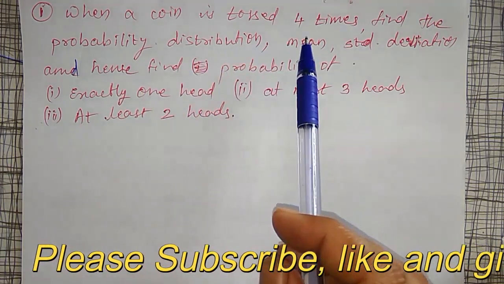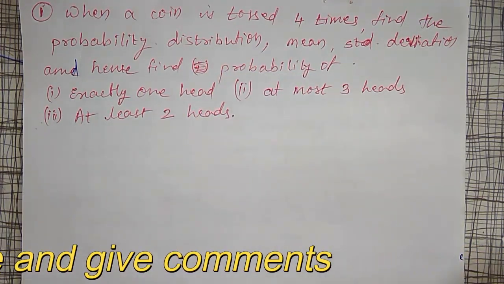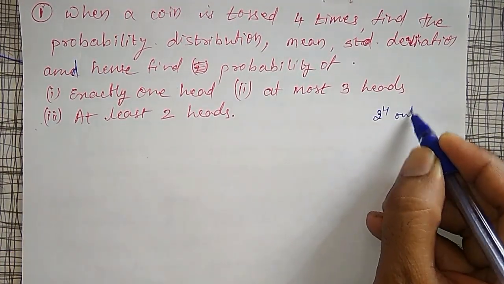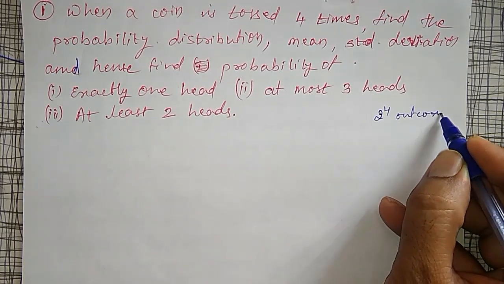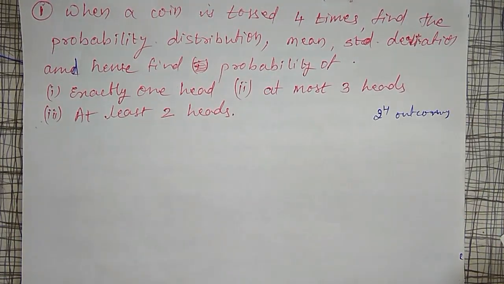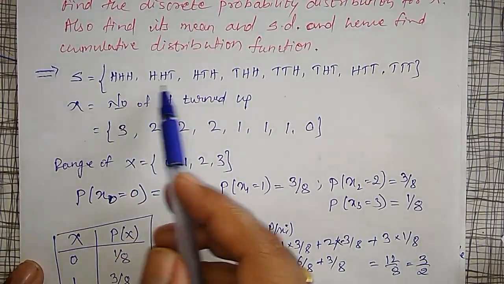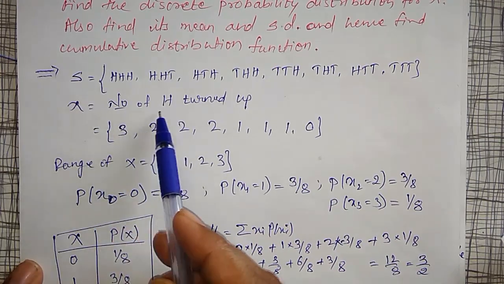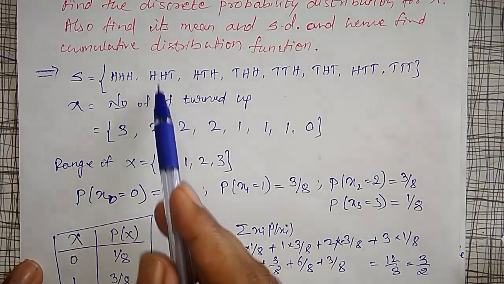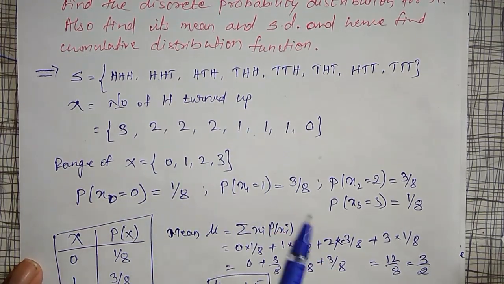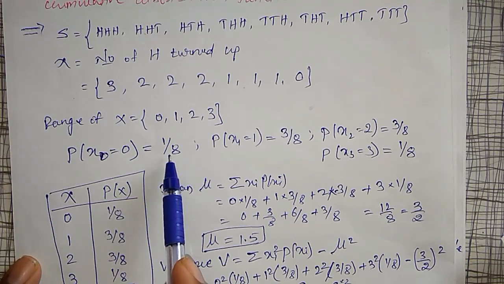Here, when a coin is tossed 4 times, we are going to get 2 raised to 4 outcomes. 16 outcomes will be there, and writing them all and then finding the probability is very difficult. One example we discussed last: when 3 coins are tossed, a total of 8 outcomes are there. Then x is the number of heads turned up, 3 heads here, 2 heads here, 2 heads like that, and then the range will become 0, 1, 2, 3, and the corresponding probabilities we have discussed.